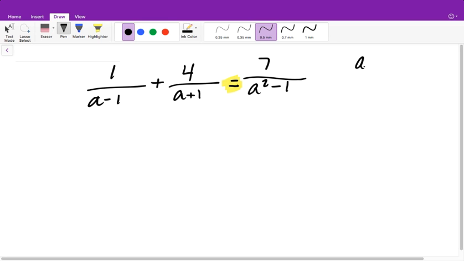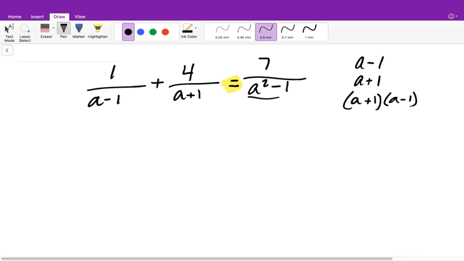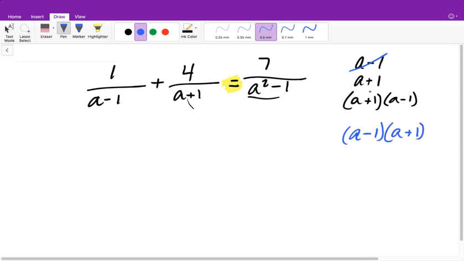So then we write all of our denominators off to the side. Any denominator that we can factor, we can. So a squared minus 1 factors to a plus 1 and a minus 1. And now when we're looking for our least common multiple, each variable or factor, including the variable, needs to be included. So here we have a minus 1, so I need to make sure that's included in my least common multiple. Here we have a plus 1, so I need to make sure that's included.